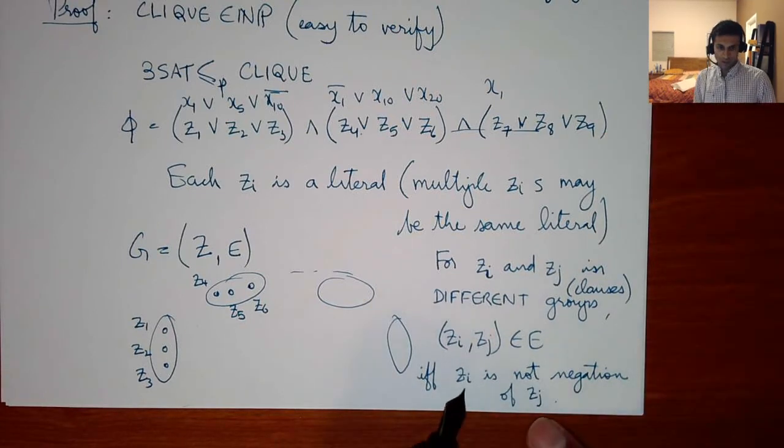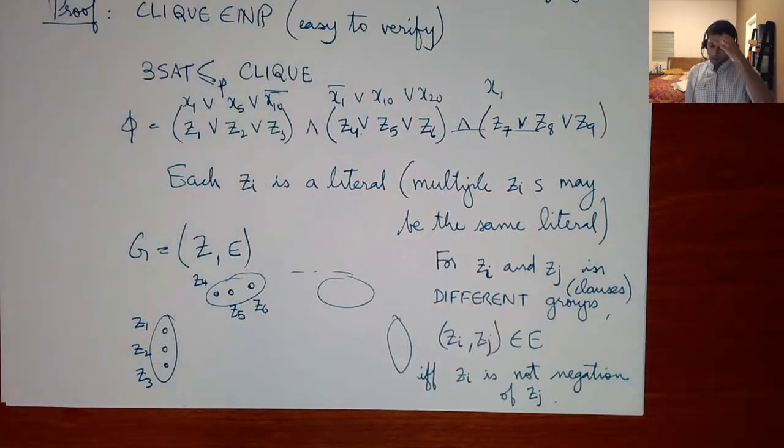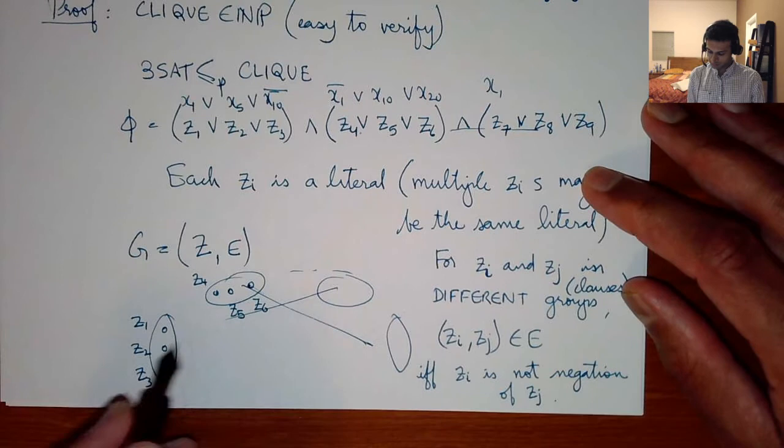Note that this is some literal and this is another literal, and I'm just going to connect them if one is not the negation of the other. They may be the same literal, they could be completely different literals. When they're different literals, I will definitely connect them. The only time I do not connect them is when one is the negation of the other. Otherwise, I connect them. So this is going to create some graph here.